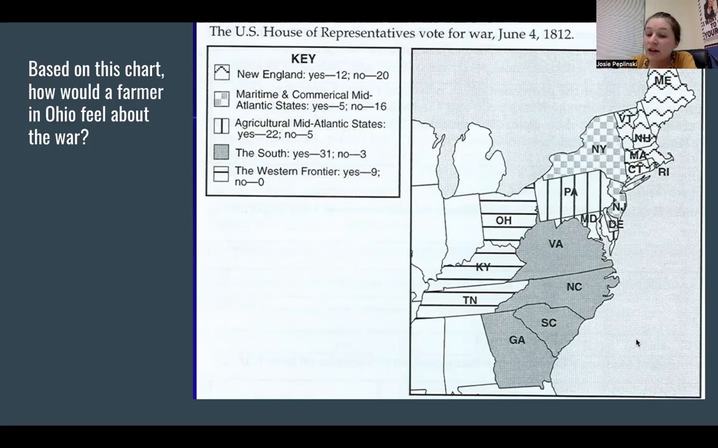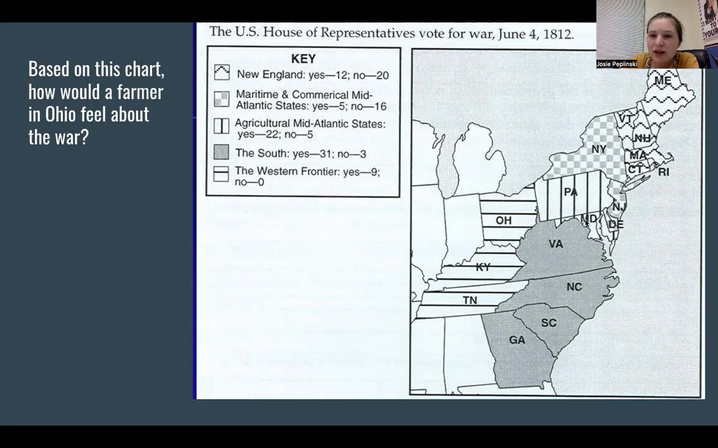All right, now we'll talk out loud as a whole class about how you think a farmer in Ohio might feel about the war. At this point, if you were in the room, I'd ask for volunteers to talk out loud. But since you are not, I'll just let you know that all of the representatives from the Western frontier, designated by these horizontal lines, voted yes in support of the war. So we will say yes, the Ohio farmer will support the war.